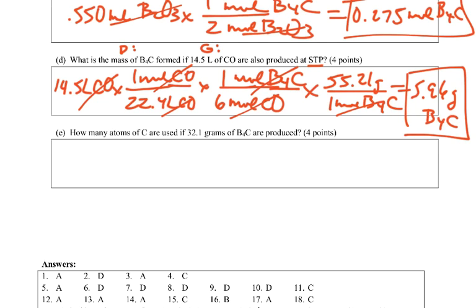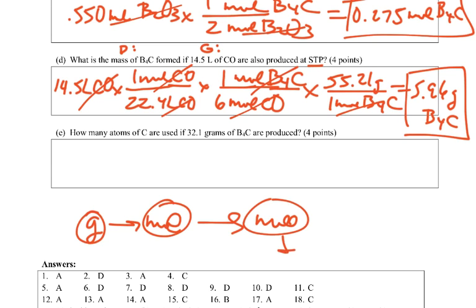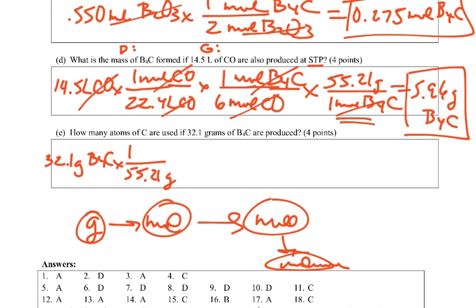Okay, so how many atoms of carbon are used if 32.1 grams of B4C are consumed? Again, I'm starting with grams, so I'm going to go grams to moles, then moles to moles, and then I have to go moles to atoms. So I'm going to use that 6.02 times 10 to the 23 number. Let's start off with my given, 32.1 grams of B4C. Luckily, I know my conversion factor right there: 55.21 grams of B4C is 1 mole of B4C.